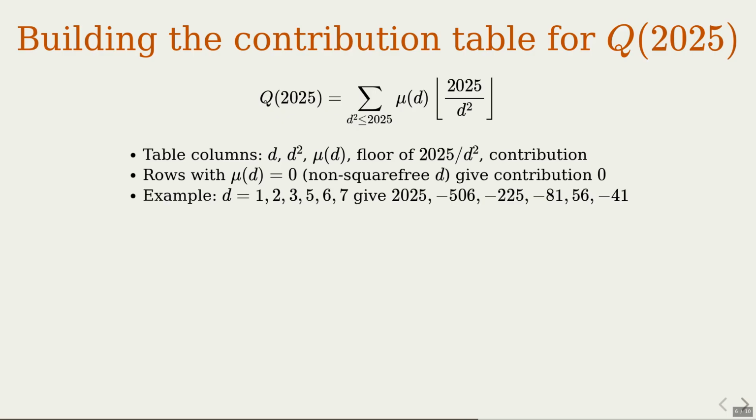For instance, d equals 1 gives a term of 2025. d equals 2, 3, and 5 give negative terms of 506, 225, and 81. And d equals 6 and 7 give plus 56 and minus 41. Continuing this process for every squarefree d up to 45 produces a full table, which we will now summarize rather than reading row by row. So the hard work is really just careful arithmetic in that table, making sure each floor and sign is correct.